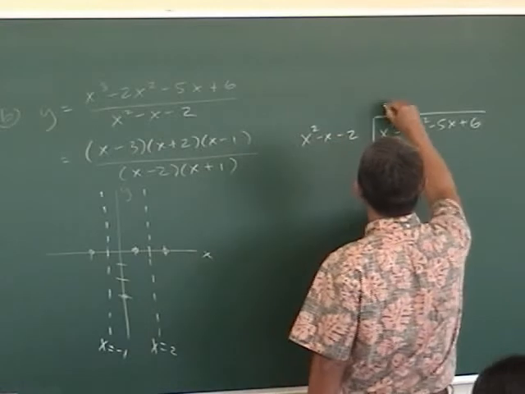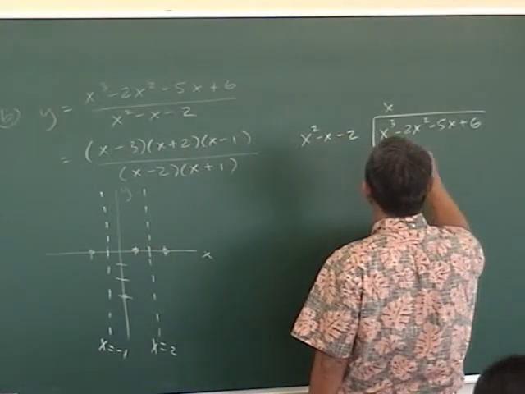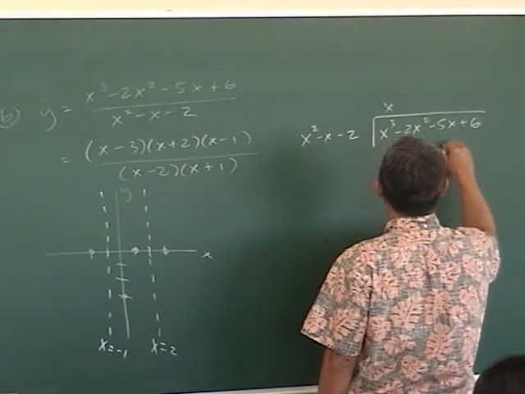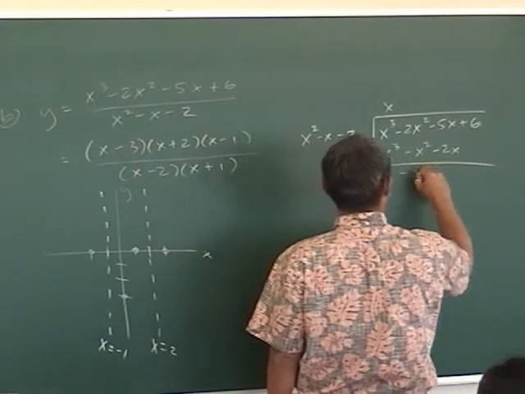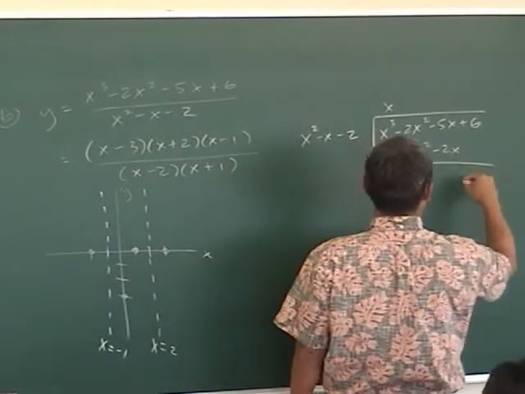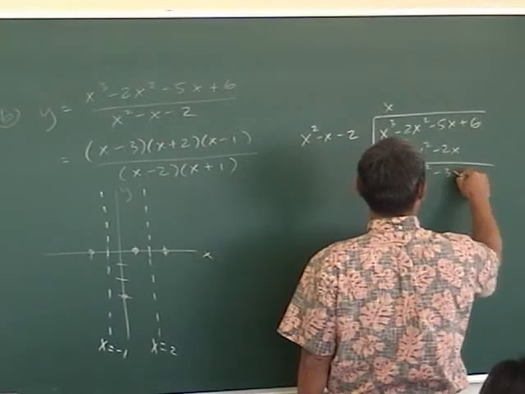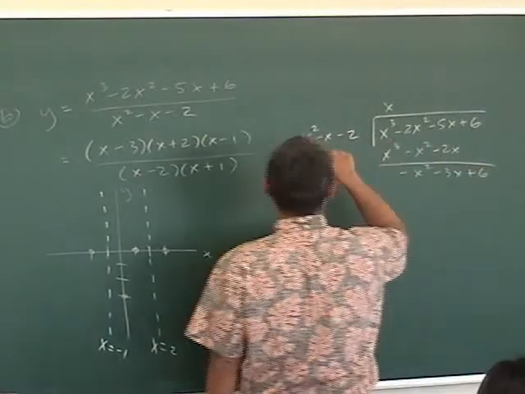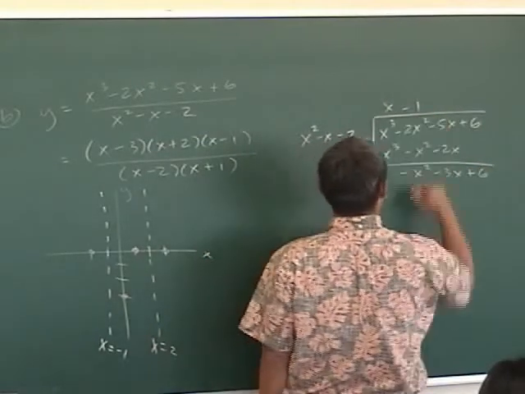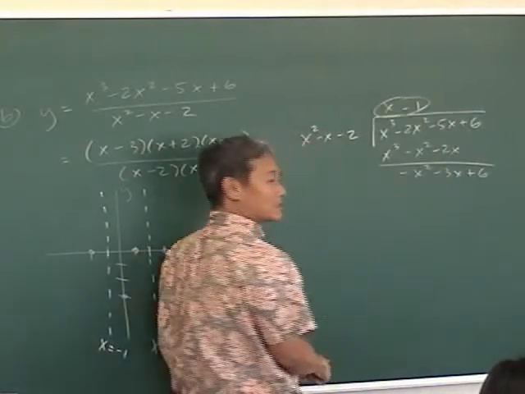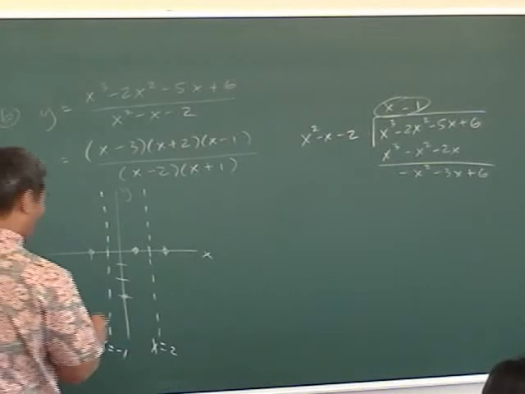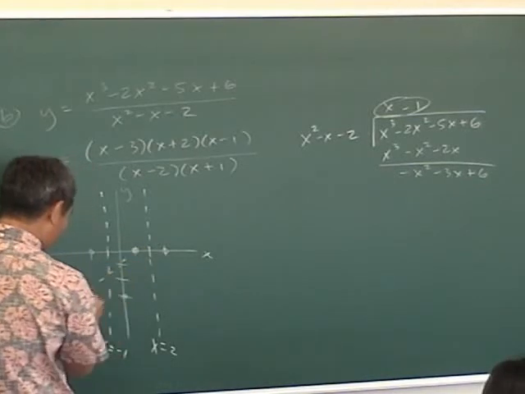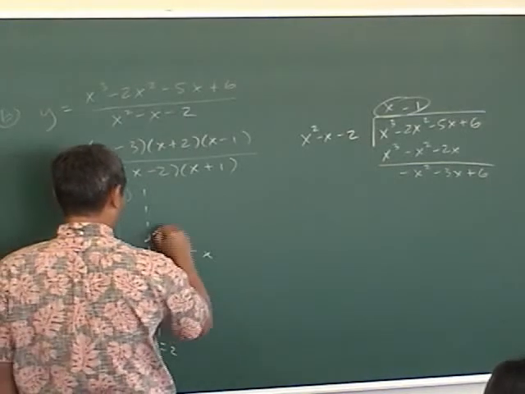X squared goes into there, x. So x cubed minus x squared minus 2x. Now, if you think about it, okay, you subtract, you can get negative x squared. You really don't need all the other stuff, but what the heck, let's just do it anyway. X squared goes into that how many times? Minus 1. That's all you really need, because that's the slant asymptote right there, right? You don't need to do the whole thing. So y equal x minus 1 is going to be the slant asymptote.